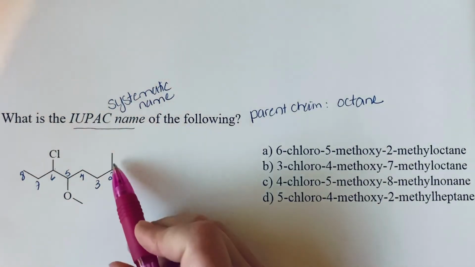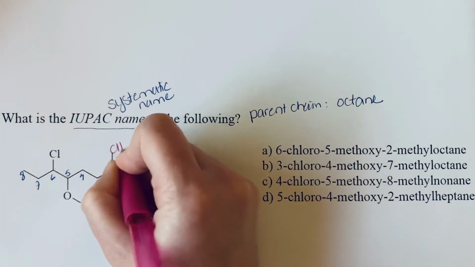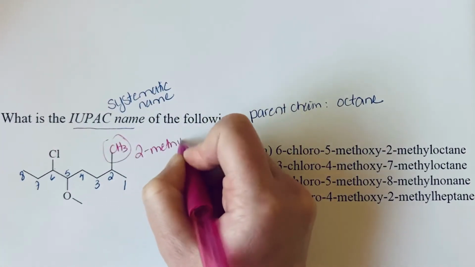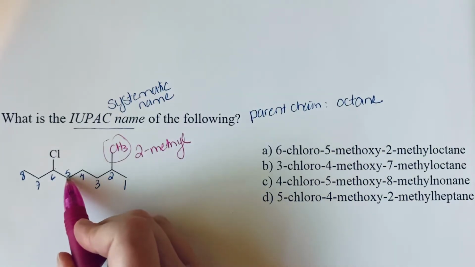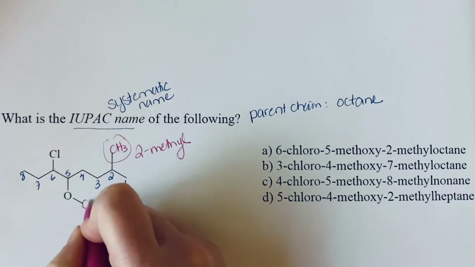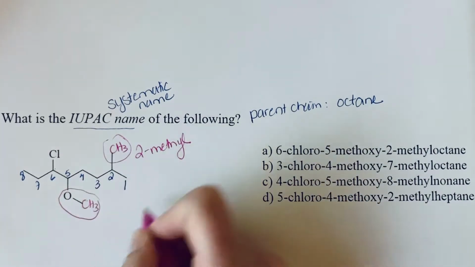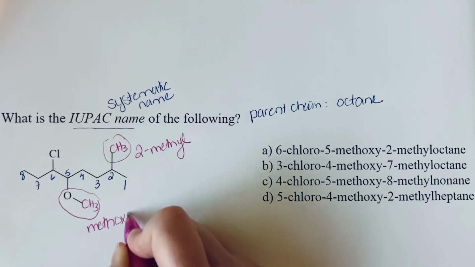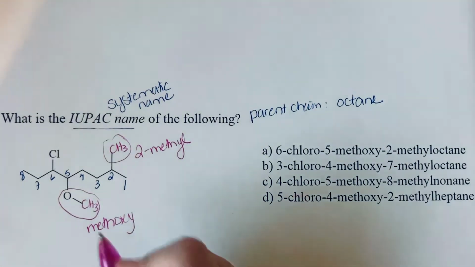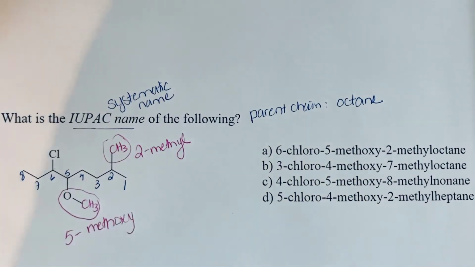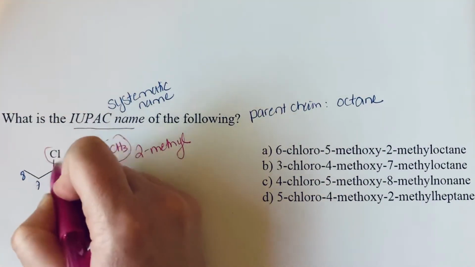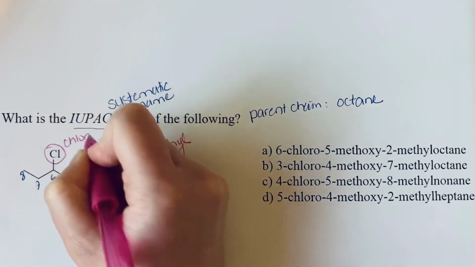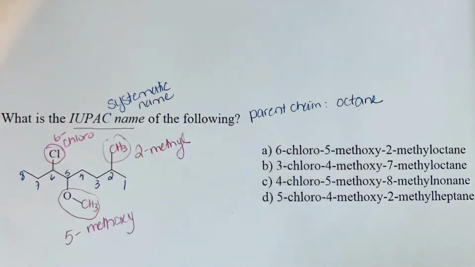At carbon number 2, we have a 1 carbon atom substituent. That is a methyl group, so that would be 2-methyl. At carbon number 5, we have an oxygen and 1 carbon atom. This is again meth for the 1 carbon atom, and then oxy because of that oxygen. This is how we name ethers as substituents, and it's at carbon number 5. So we would have a 5-methoxy. And then at carbon number 6, we have a chlorine. As a substituent, we call that chloro, and it's at carbon number 6. So it's going to be 6-chloro.